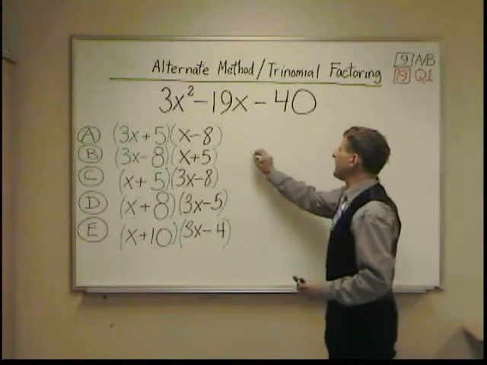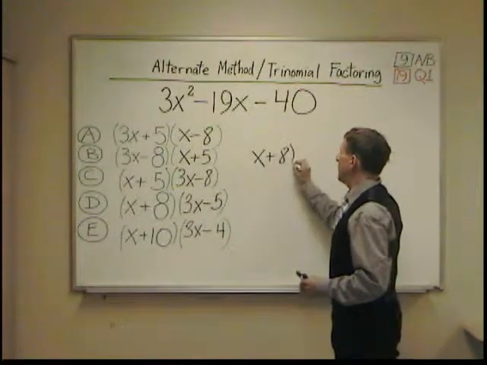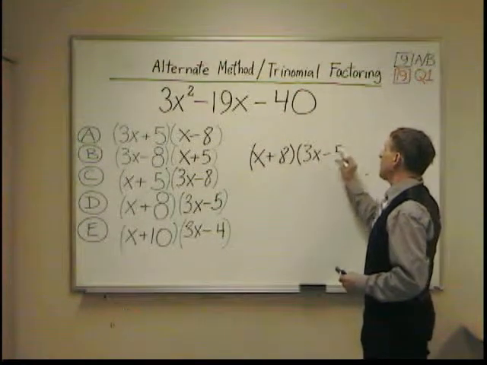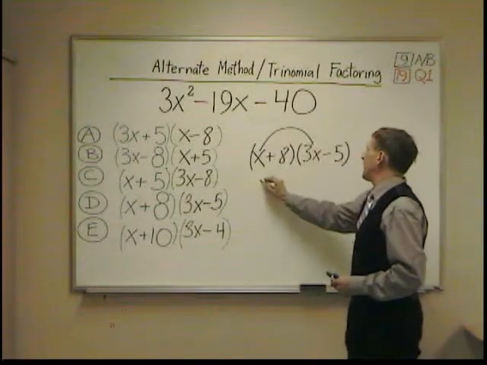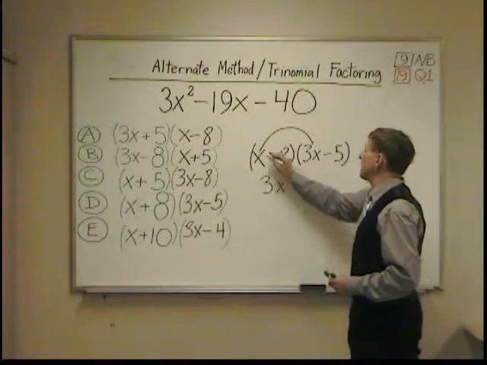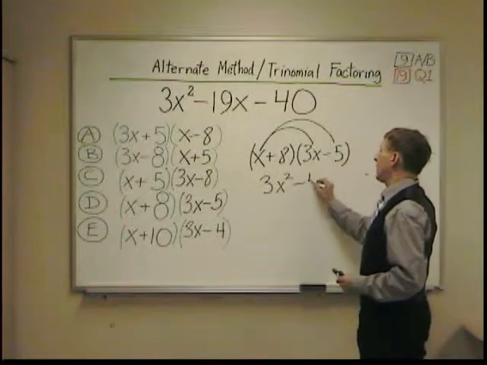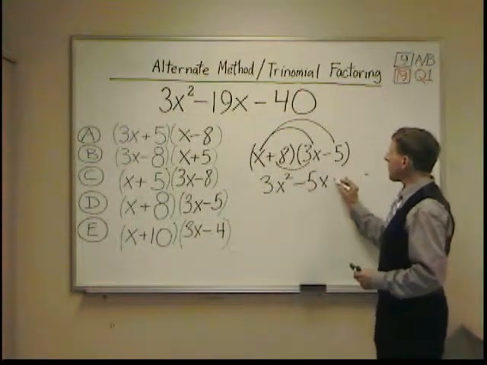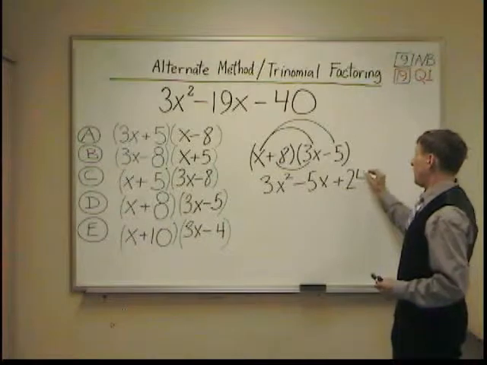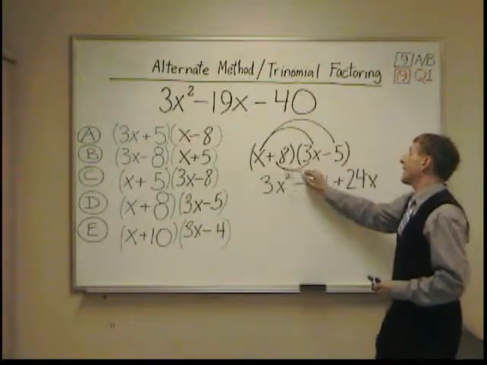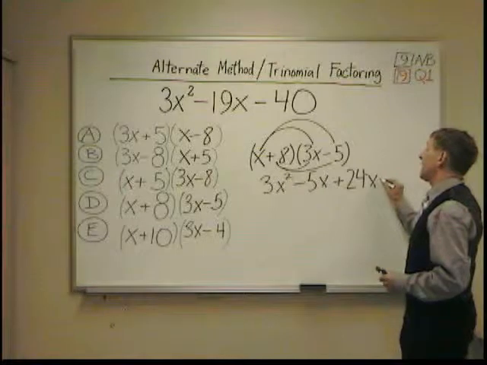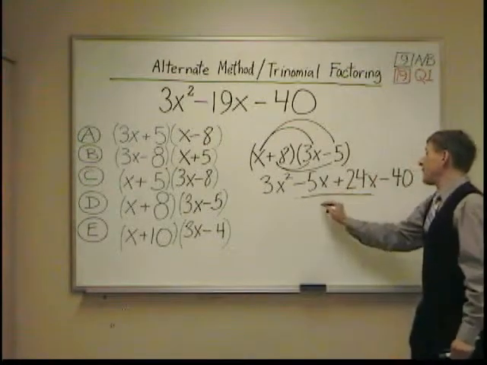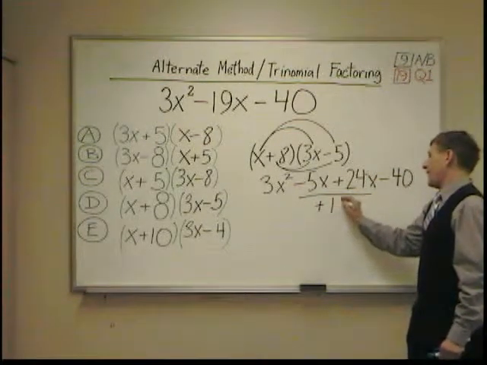We have x plus 8. We paired that with 3x minus 5. First, we have 3x squared. Outer, we have negative 5x. Inner, we have positive 24x. And last, we have negative 40. So when I combine these, we're pretty close. We have combined a positive 19x.